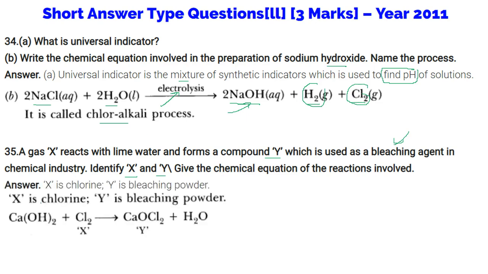So X here is chlorine, and Y is calcium oxychloride, which is bleaching powder. So calcium hydroxide combined with chlorine gives you CaOCl2 plus H2O. This is your bleaching powder.